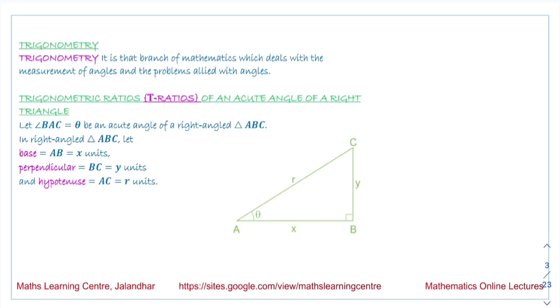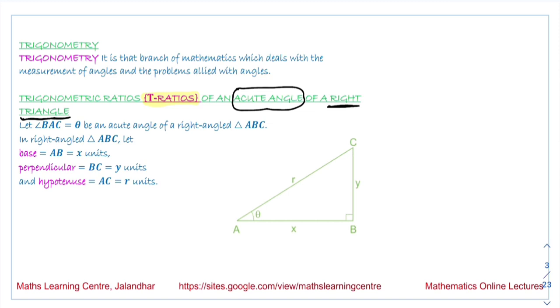So, the first thing that we have to study is the trigonometric ratios. These are also called the T ratios. T ratios are corresponding to a right angled triangle. We are talking about a right angled triangle. One of its angles will be a right angle, then automatically the other two angles will be the acute angles. So we are going to define the trigonometric ratios or the T ratios corresponding to this triangle.